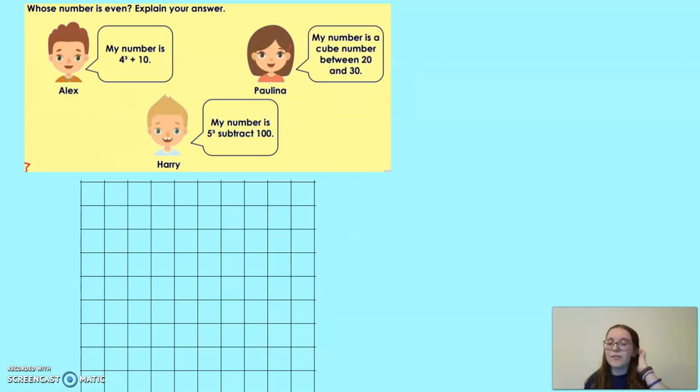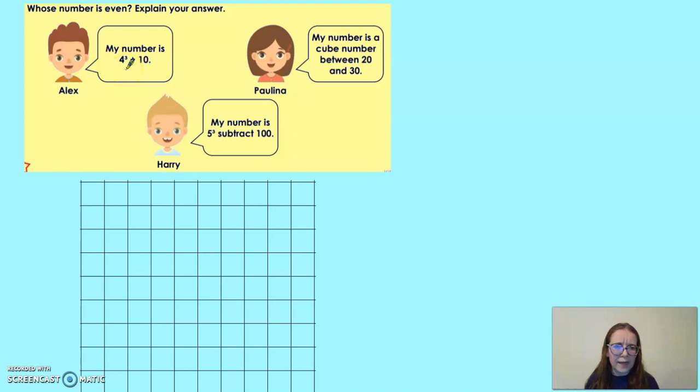Okay, and the last thing we are going to do is we're going to do this question. I've got a couple of examples for you to have a go at in a moment. This question is asking whose number is even and to explain your answer. So let's have a go at working out what number each of these people have. So we've got Alex to start with. It says my number is 4 cubed add 10.